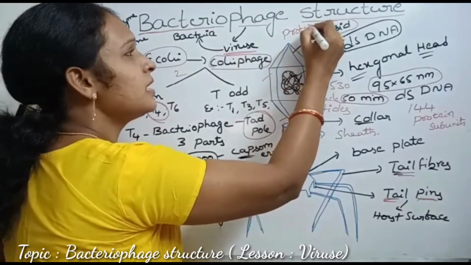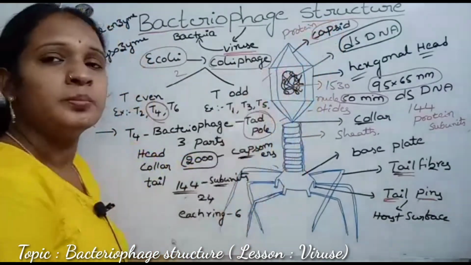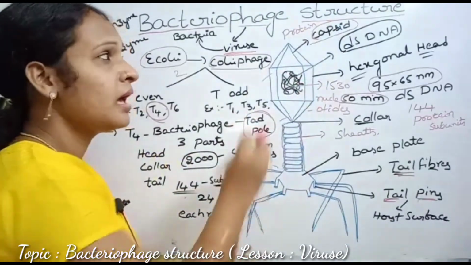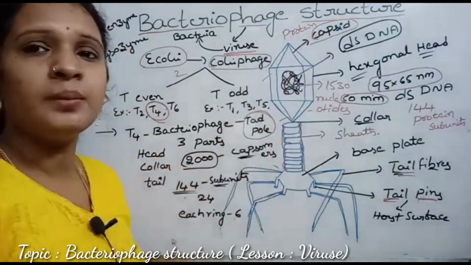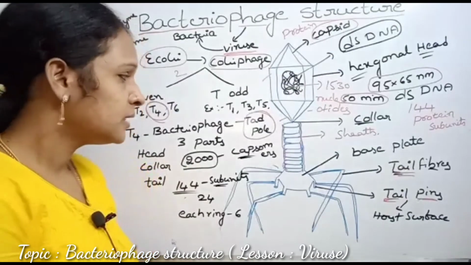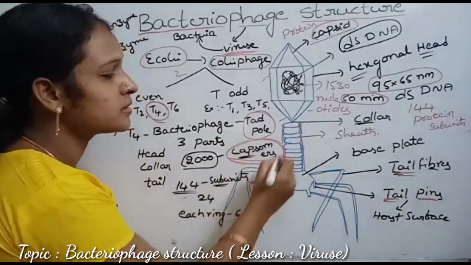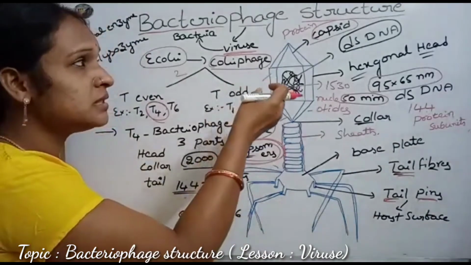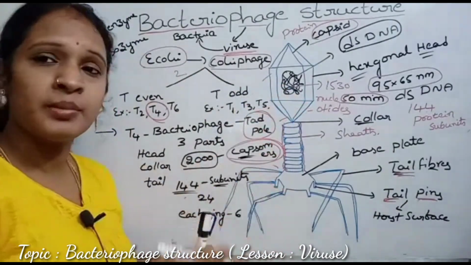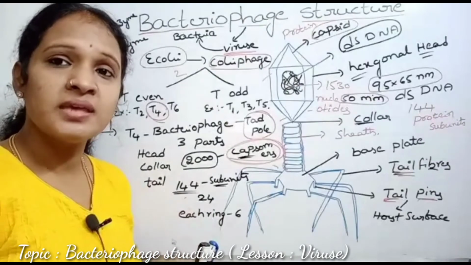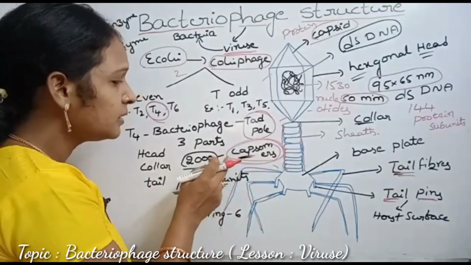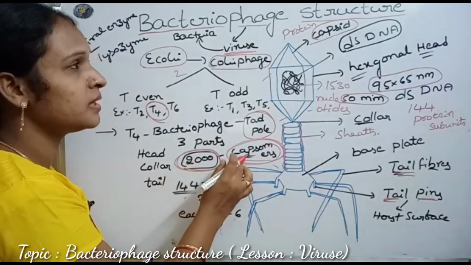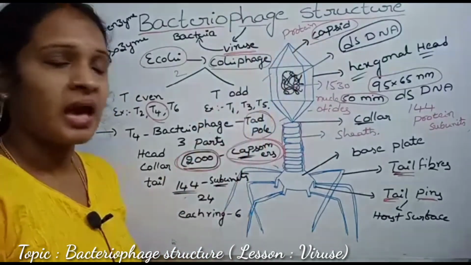The protein coat is the capsid. The capsid protects the genome and gives shape to the virus. The capsid is made up of protein subunits called capsomeres. The number of capsomeres is different in different phages. T4 phages have 2000 capsomeres surrounding the capsid.